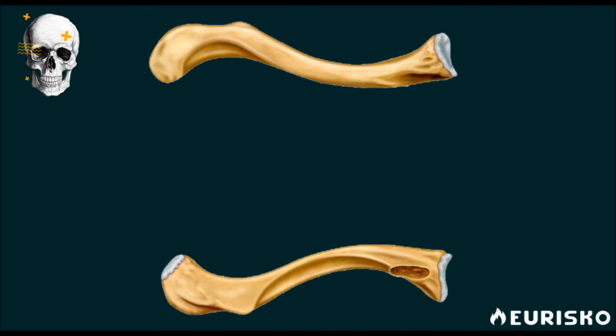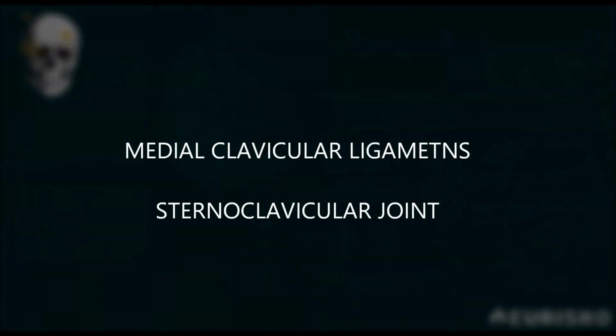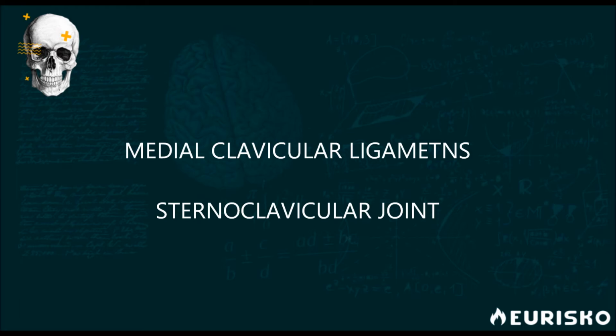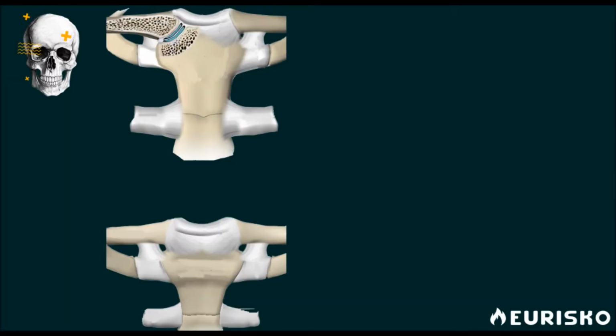The other remarkable landmarks are the articular facets on the sternal and acromial ends for articulation with the sternum and the acromion of the scapula, the trapezoid line and the subclavian groove. Now let's discuss the medial ligaments and the sternoclavicular joint. This picture shows the anterior aspect and posterior aspect.